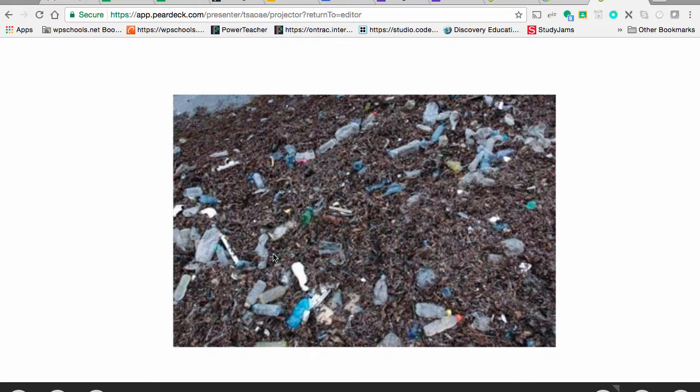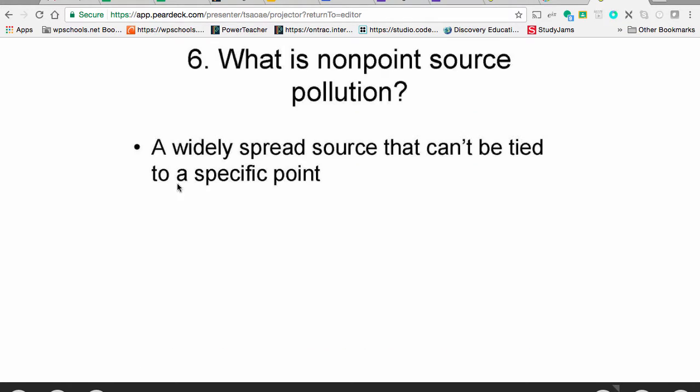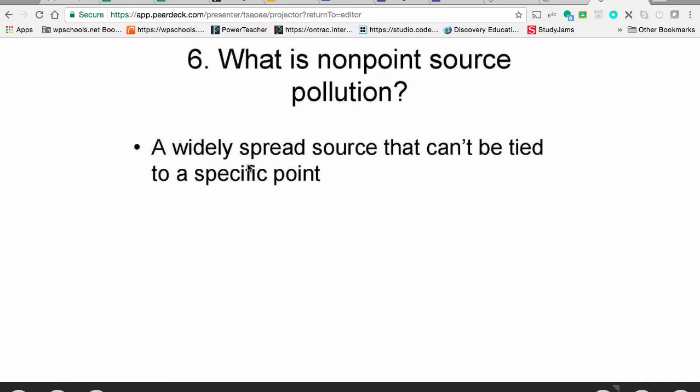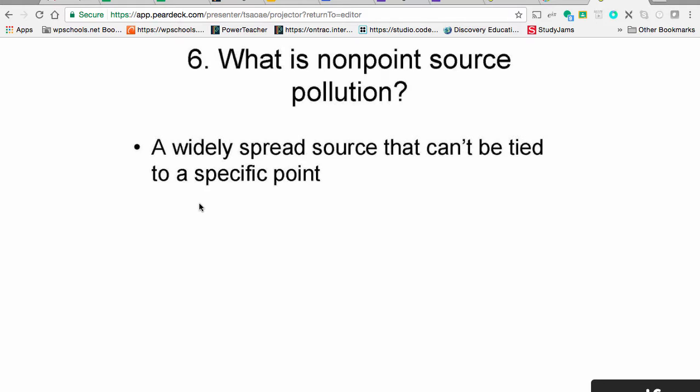Non-point source is where we don't know who is the cause of this pollution. It would be hard to track each little particle back or object back to where it originated. And so we call this non-point source pollution. It's a widely spread source that can't be tied to a specific point or specific origin.